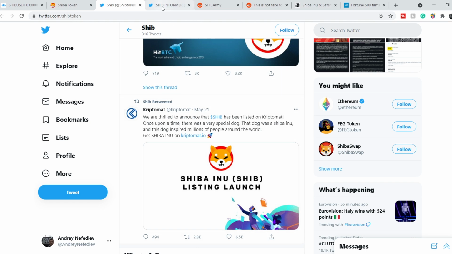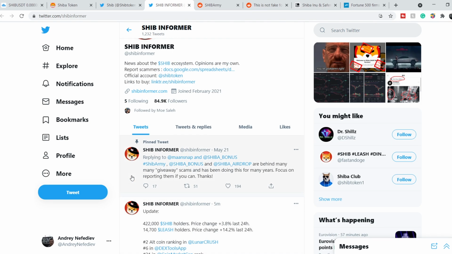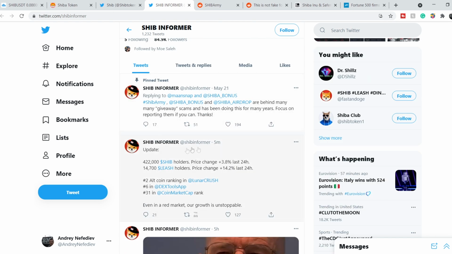So, let's continue with Shiba Informer. For now, we have this post that was published just 5 minutes ago, and it is an update that we have 422,000 SHIB holders and a price change of plus 3.8% for the last 24 hours. And we have 14,700 leash holders and the price changed about 14.2% within the last 24 hours.